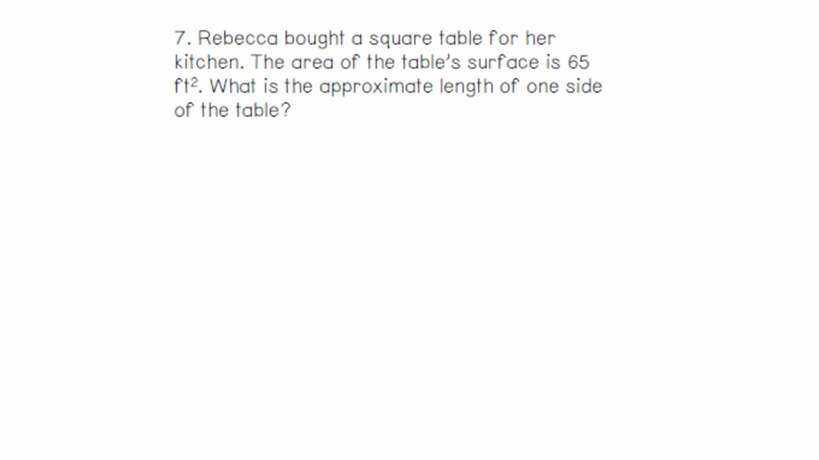Number 7, Rebecca bought a square table for her kitchen. So here's our square table. It says the area of the table's surface is 65 feet. What is the approximate length of one side of the table?